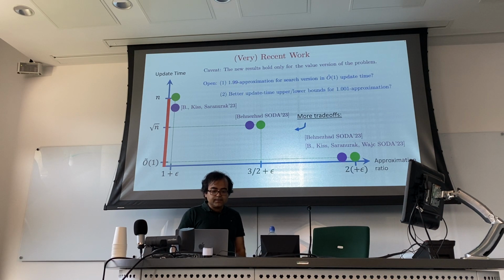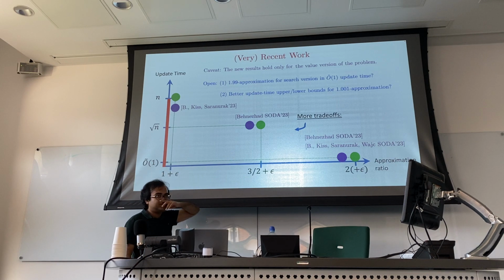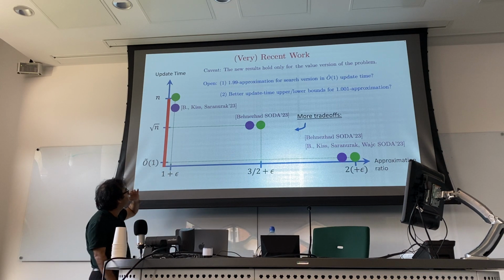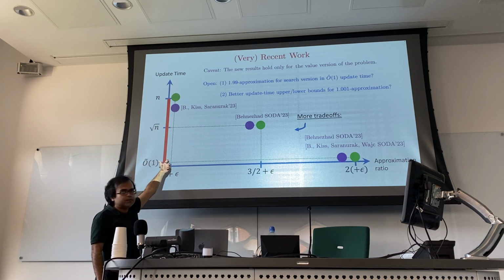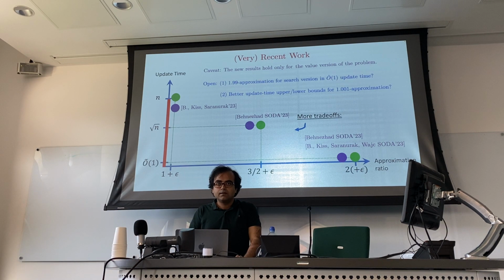And the second one is, if we just stick with this 1.001 approximation or 1 plus epsilon approximation regime, what is the best bound here? Can we actually even get polylog update time, or can we get a better lower bound? Nobody knows. Okay, and I would say that these two are the major open questions in dynamic matching right now.